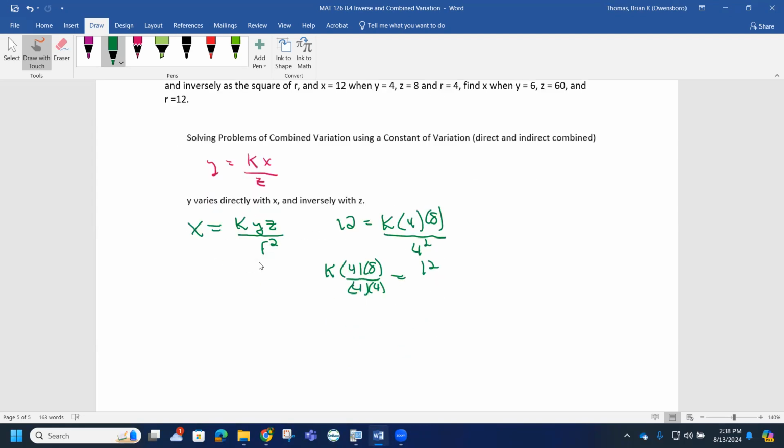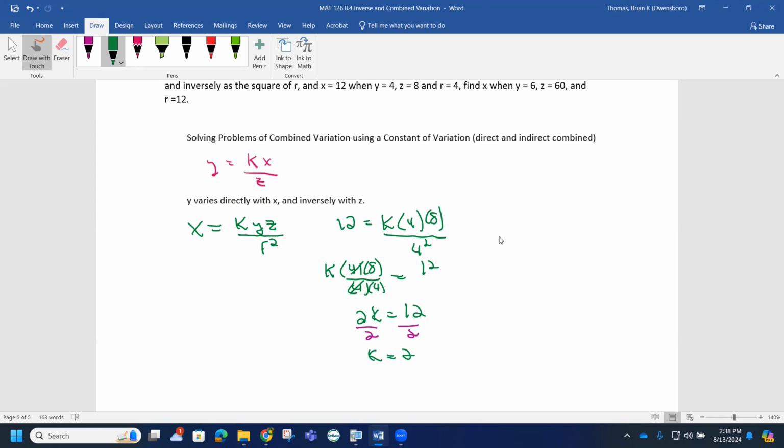So for me, it's easier to just cancel out the 4s, and 8 divided by 4 would be 2. So this is just 2k is equal to 12. I don't really have to use a calculator for that. And then if I divide both sides by 2, that will give me my constant variation. So k would equal 2.